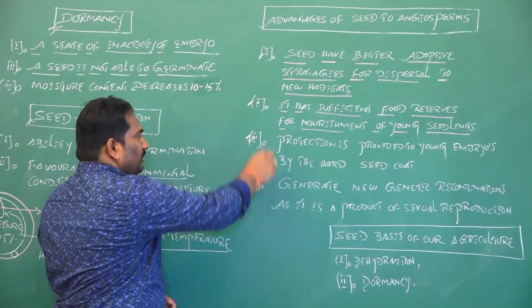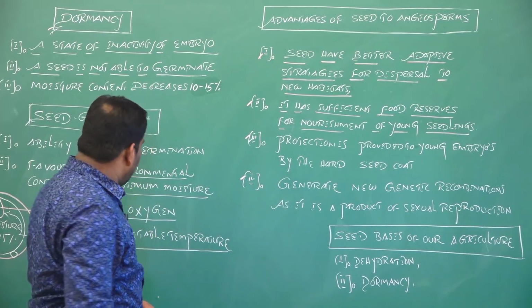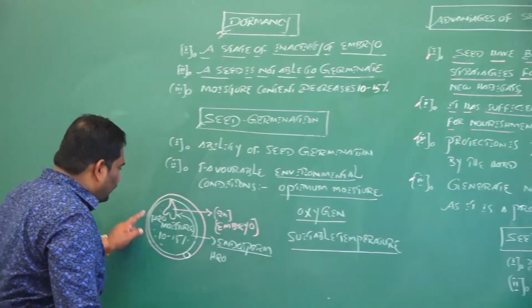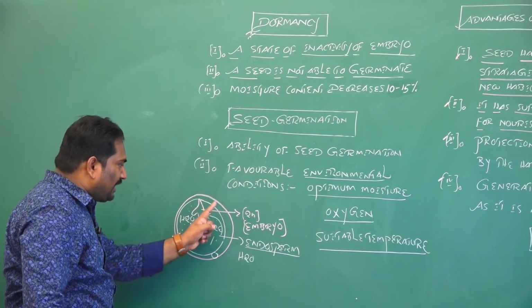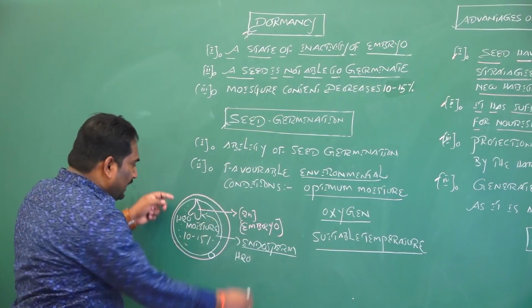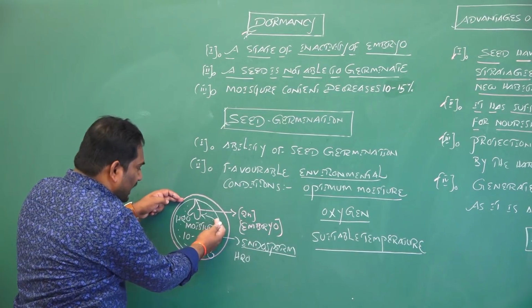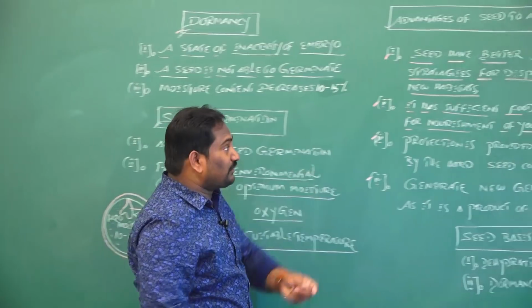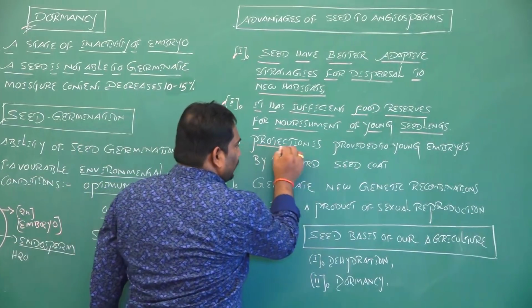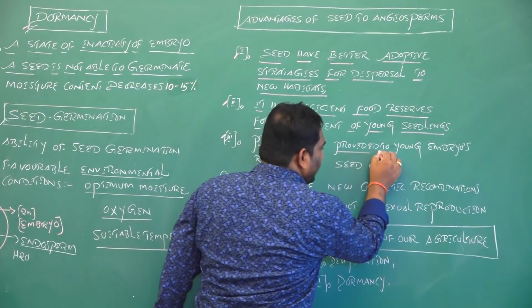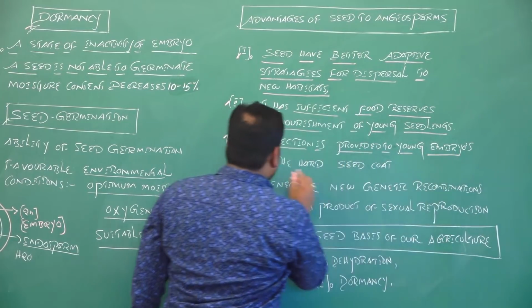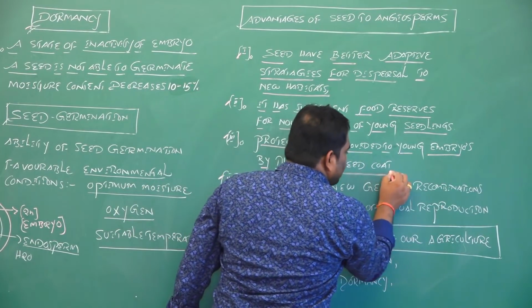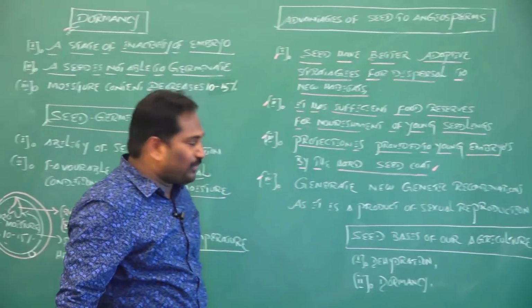The third advantage of seed is due to the presence of a hard seed coat, like testa and tegmen. These testa and tegmen seed coats give protection to the young embryo. This is the third advantage of seed. Protection is provided to young embryos by the hard seed coat like testa and tegmen.